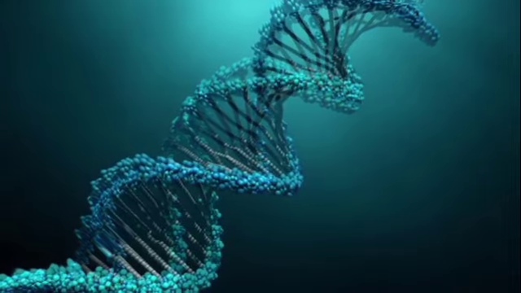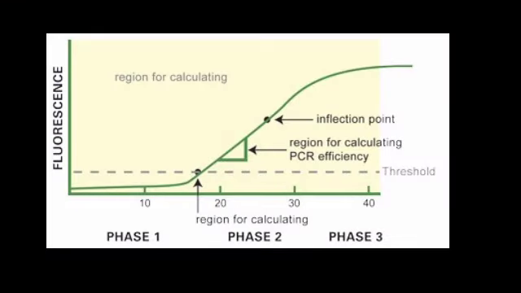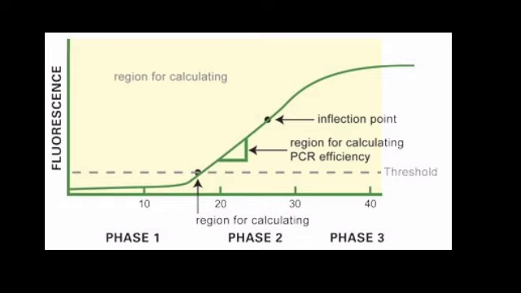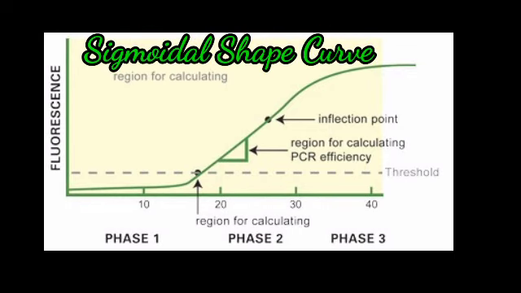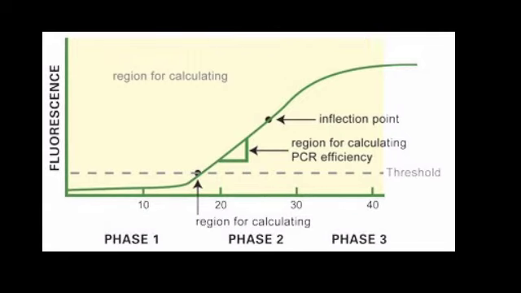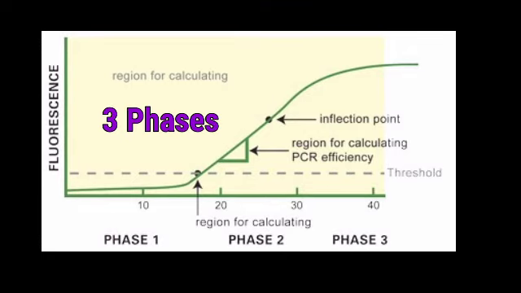So, first of all, let us start with the first type of curve, the normal curve in real-time PCR assays. The curve is derived from imaginary data for explanation purposes. Here you can see a sigmoidal shaped curve. As generally plotted, this sigmoidal shape has what we refer to as three visually distinct apparent phases or regions.